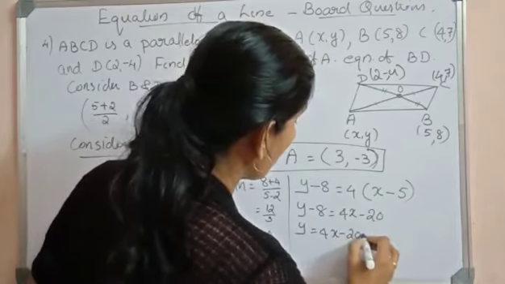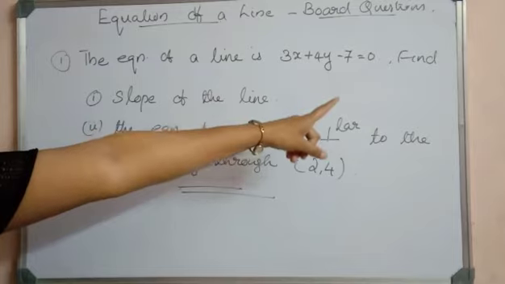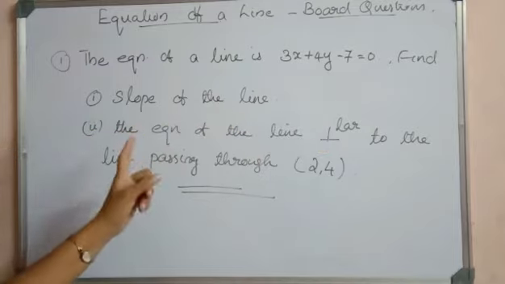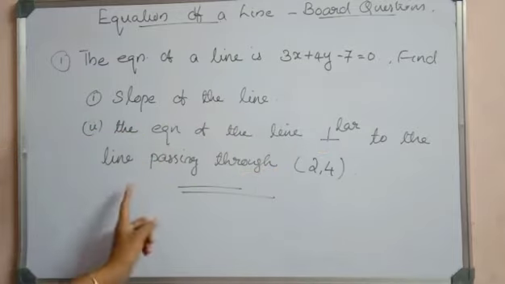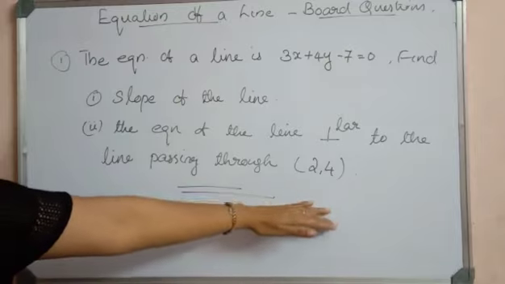Now this question is for you. Solve it and let me know the answer. The question is: the equation of the line is 3x plus 4y minus 7 is equal to 0. Find the slope of the line and the equation of the line perpendicular to the line passing through (2, 4).